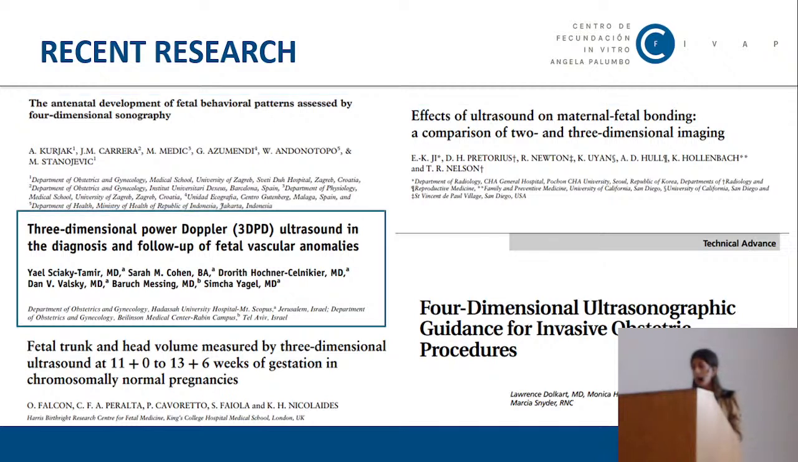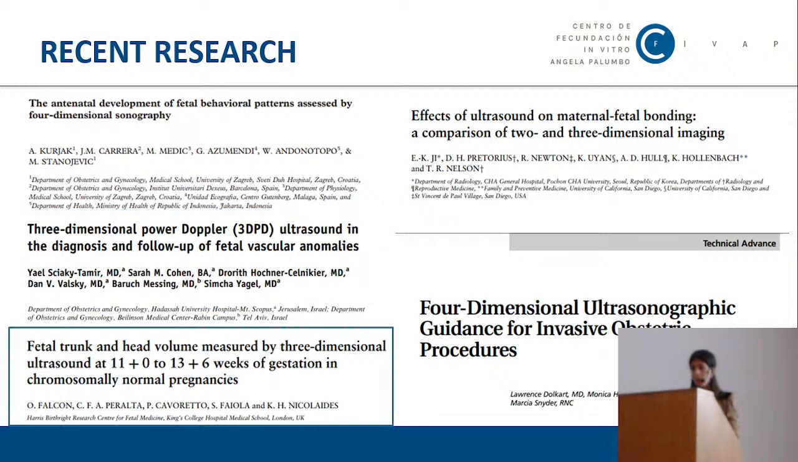Diagnosis and follow-up of fetal vascular anomalies. Since we saw before that we can isolate a vascular tree that gives us a better understanding of both normal and pathologic vascular anatomy, and there is plenty of research on this line.